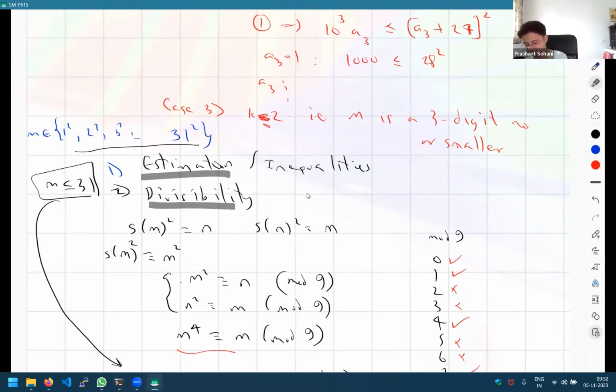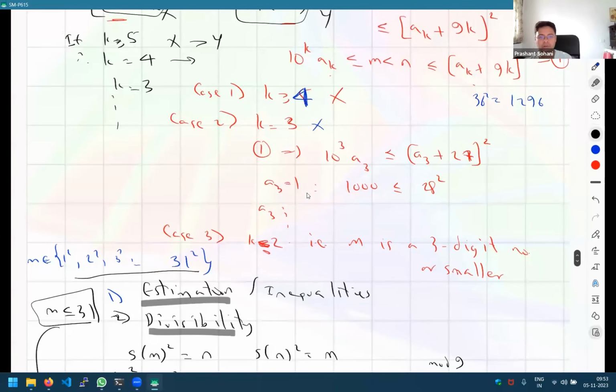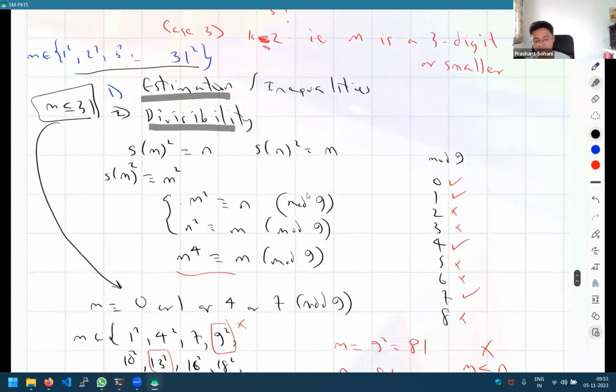Okay. Any other alternate solution? At least I have not seen anything different that can be done. Maybe there are some ways to do these inequalities in a different way. But at the end, finally, you are going to estimate some bounds, and from that only you are going to get the answer. I don't think there is any way to directly find the answer for a question like this.